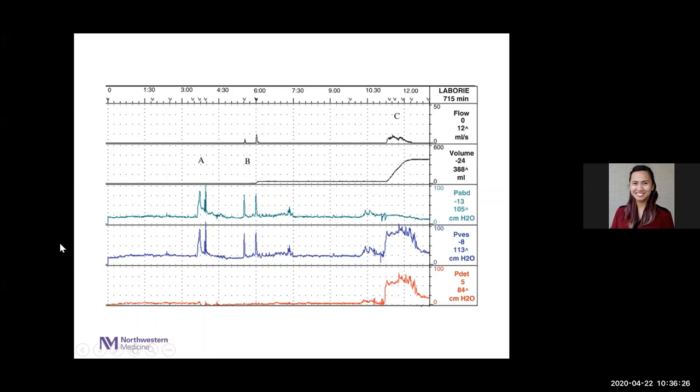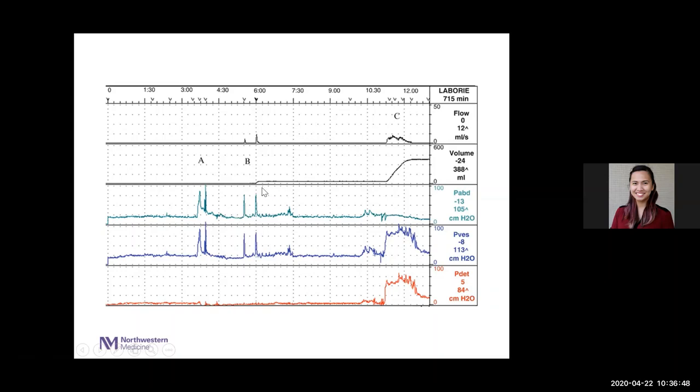So if you look at this particular tracing, and you see this little mark right here, you see there's some flow here and here. And why is that? If you follow this tracing along, we can look at this patient, and I don't have volumes on here, I apologize, but this looks like a normally compliant bladder. And let's say this is, I don't know, 400 mL, so we'd say their capacity is normal.